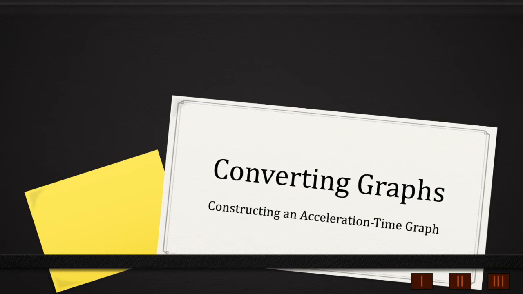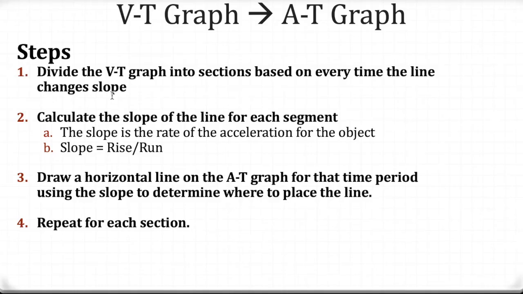Hey, in this video, we're going to go over how to construct an acceleration time graph from a velocity time graph. So the steps that I'll walk you through in the example are: first, you're going to divide your velocity time graph into sections based on every time your line changes slope. Then, for each section, find the slope of the line.